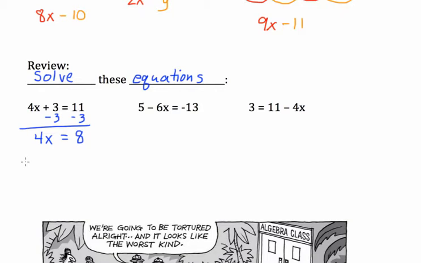Write your steps just like I am writing them. Again, I am not testing that you can get the answer. I am testing that you know how to write the steps properly. Next thing, undo what's been done to the x. Right now, the x has been multiplied by 4. So to undo that, we do the opposite of multiplying. We divide. We divide both sides by 4. x equals 8 divided by 4 is 2.